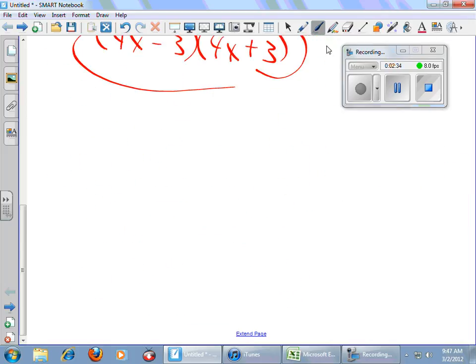By the way, why don't you try to factor this one for me? 25x squared plus 49y squared. Go ahead and pause the video. Factor that one using the difference of perfect squares. And when you're ready to see the answer, unpause it. Well, if you're ready to see the answer, here it is.